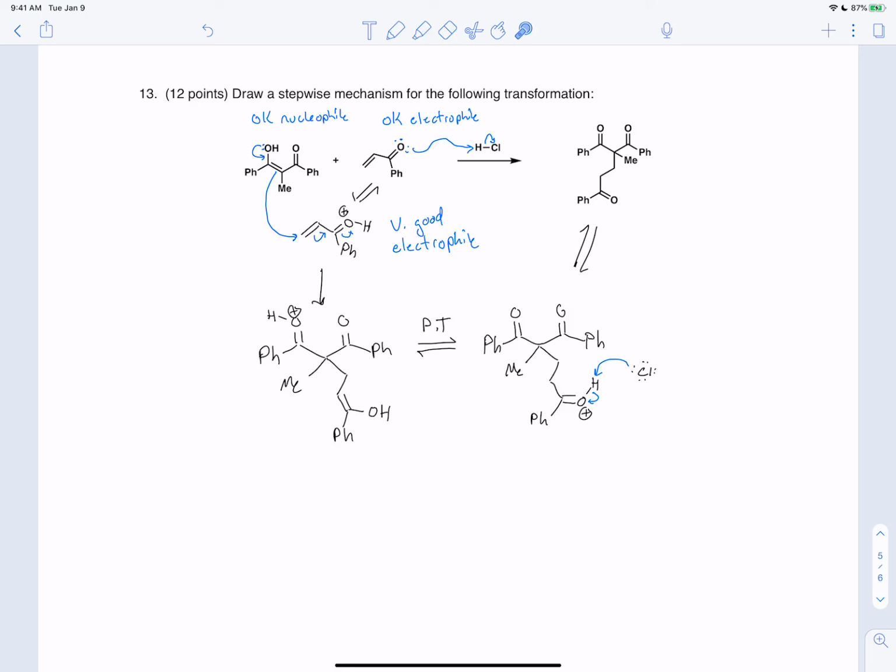From here, we can do a proton transfer where it'd be 2 steps. We take a hydrogen from this carbonyl and we protonate this carbon of the enol. And then finally, one last deprotonation will give us the final product.